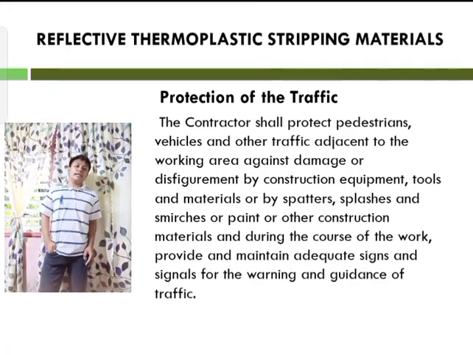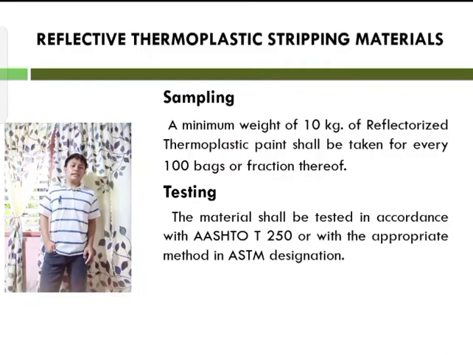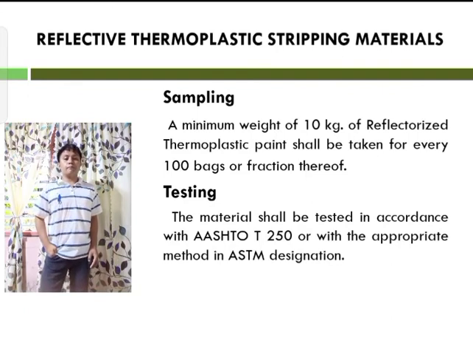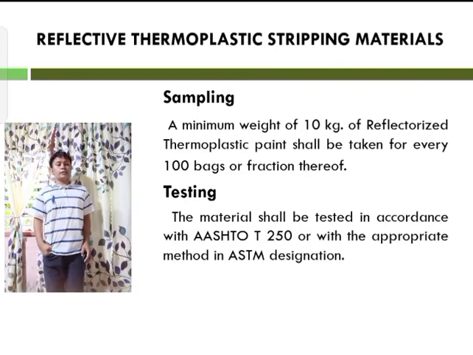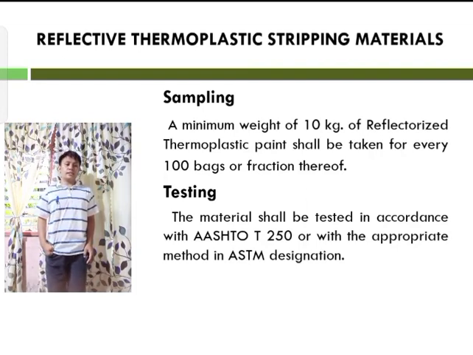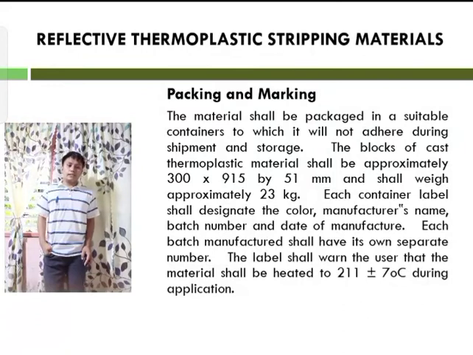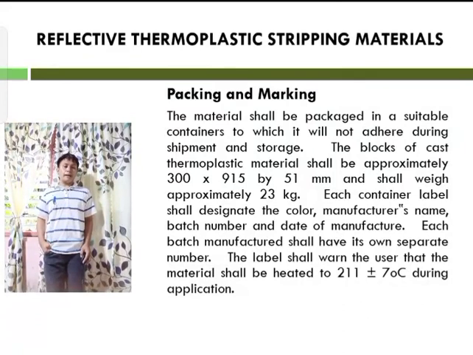So next is the sampling. In sampling, a minimum weight of 10 kilograms of reflectorized thermoplastic paint shall be taken for every 100 bags or fraction thereof. And for testing, the material shall be tested in accordance with AASHTO T250 or with the appropriate method in ASTM designation.